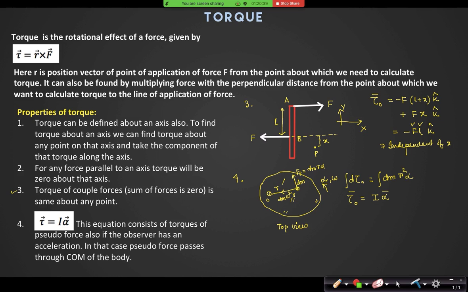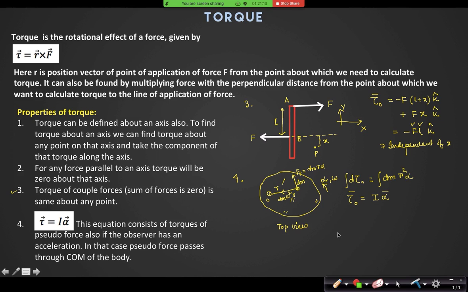Alright, now there is another interesting thing written in the fourth property. Look, this equation also consists of torques of pseudo forces as well if the observer has an acceleration. Right? Look, if I ask you what is the torque of a force, you can write it down. But if the observer is also moving, then what is the torque?